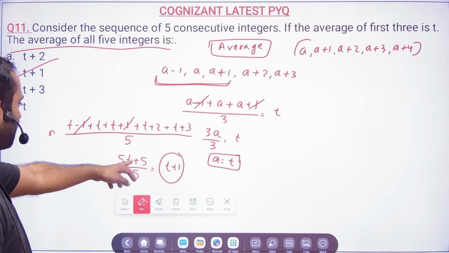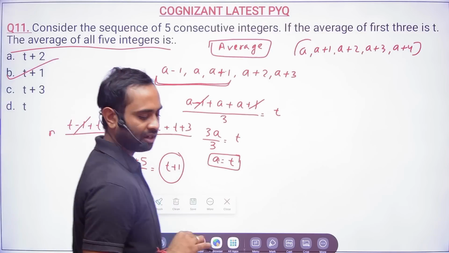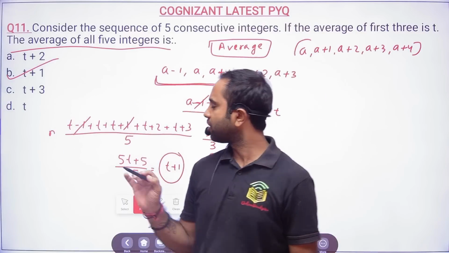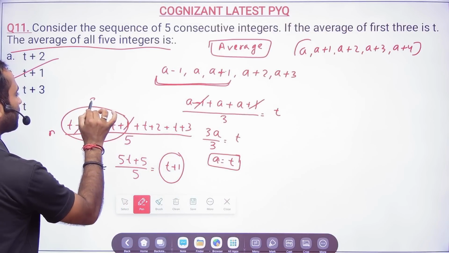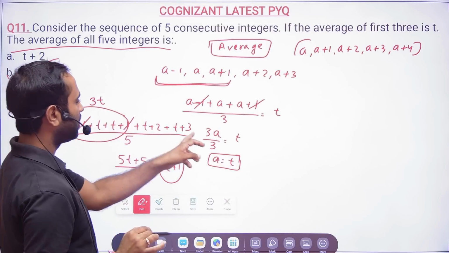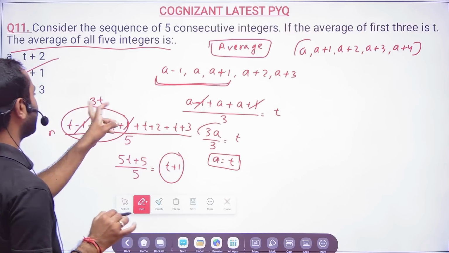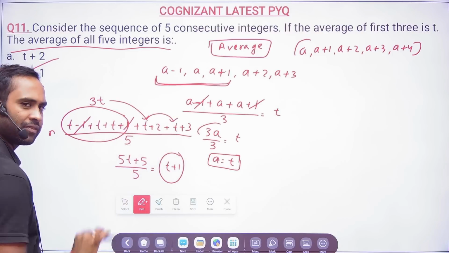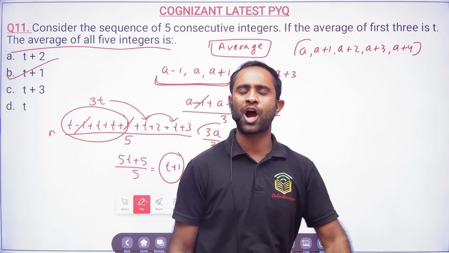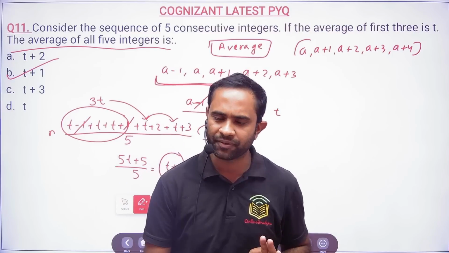Option B, 5 by 2 common, t plus 1 will become the answer, right? See, instead of writing all this, you could have also written directly 3t, because I know the sum is nothing but 3a and a is equal to t. So 3t plus 4t plus 5t plus 5. However you think it is easy, however you can do it, you start with that.